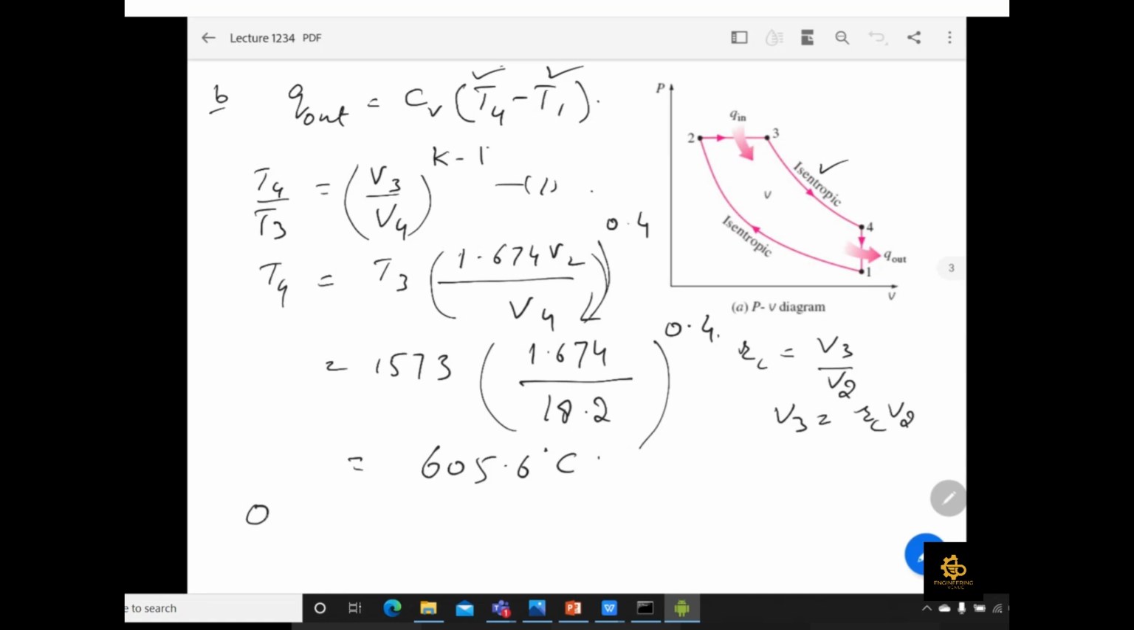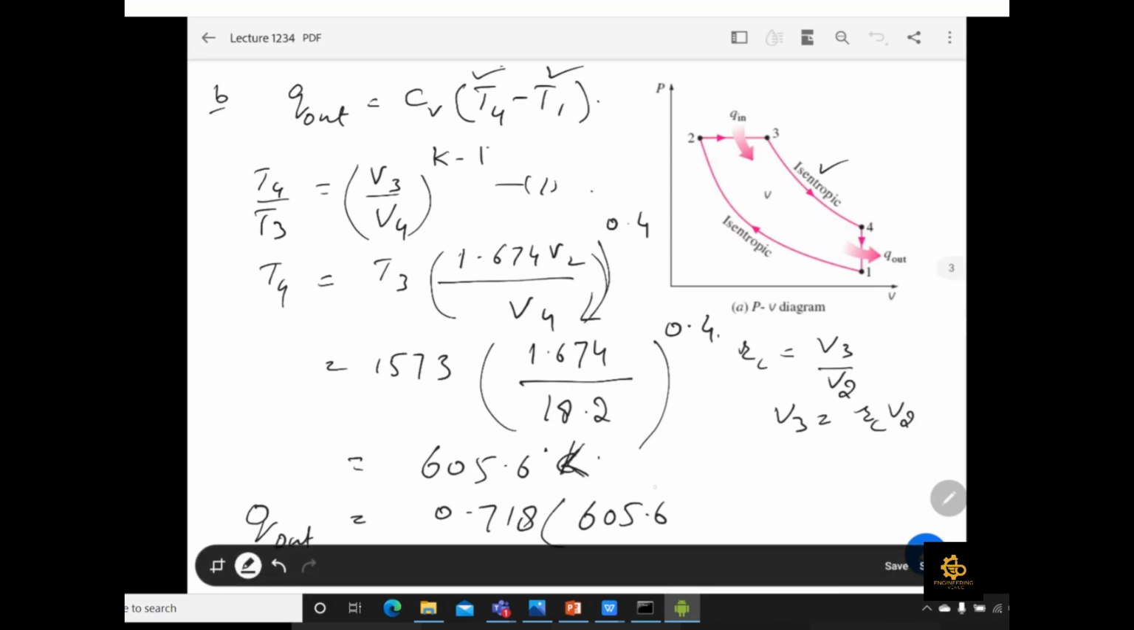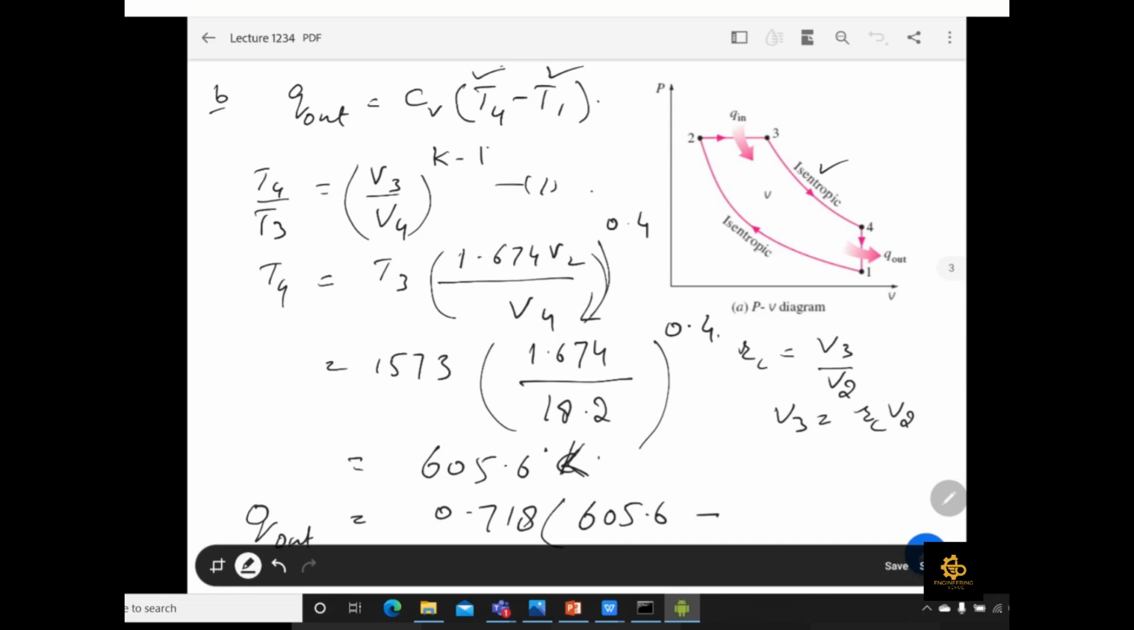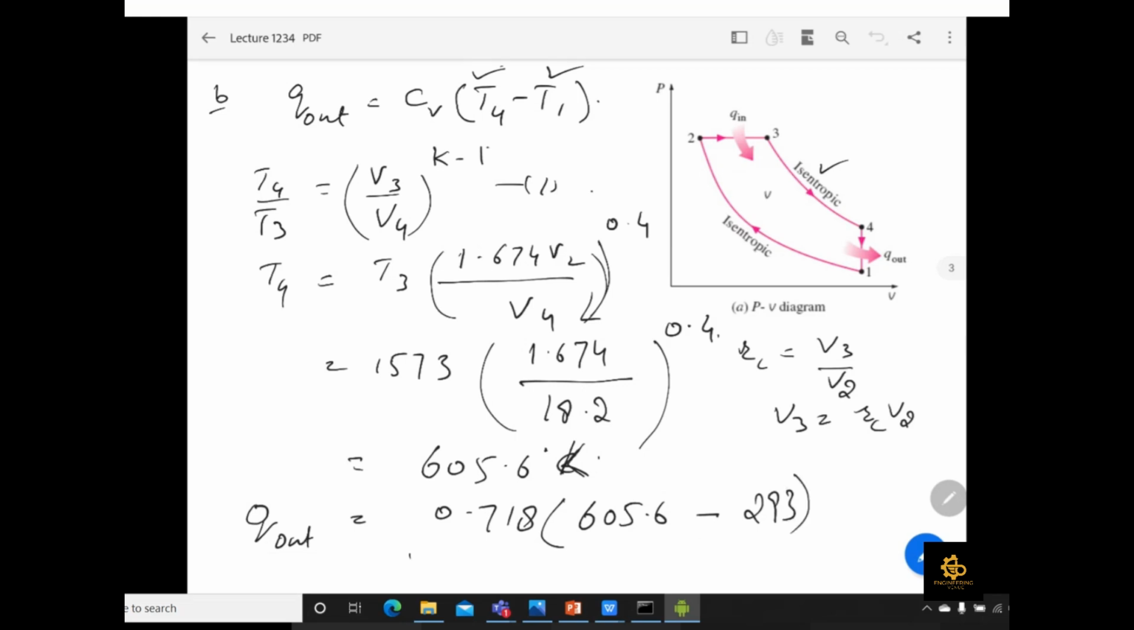So from here we can easily find Q out. The Cv value is 0.718, times 605.6. Okay, sorry, this is in Kelvin, minus 293. From here you can just solve it and you will get the Q out value as 4.46 kilojoule per kg, which is what is mentioned in your question.